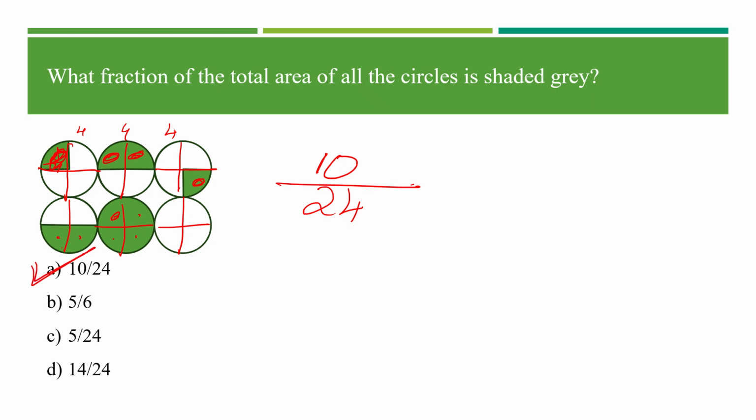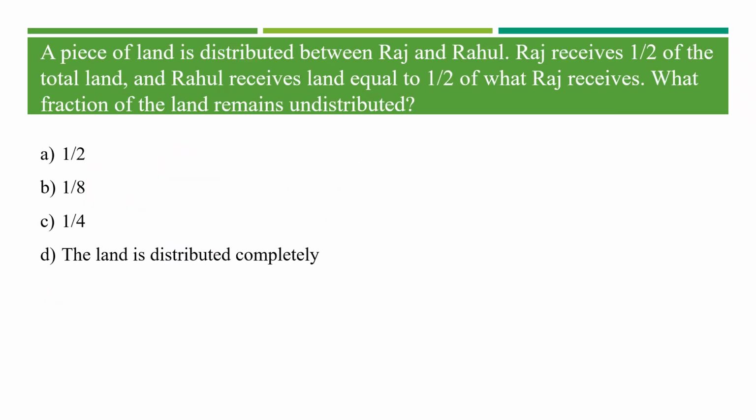Great. Moving on to the next question. At least this question I expect to be a bit difficult to solve, because all the other 4 questions were so simple. A piece of land is distributed between Raj and Rahul. Raj receives half the total land. This is for Raj. Then Rahul receives land equal to half of what Raj receives. This is for Rahul.